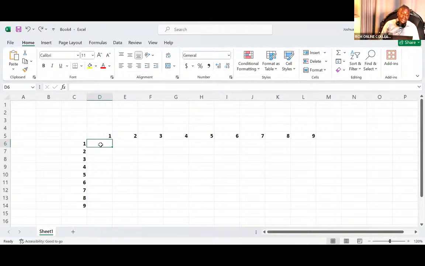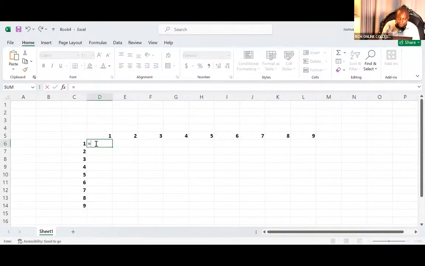So when I come here, I simply need to know which titles are my references. I have column C alone as my reference downwards. It's only column C that needs to be frozen. Column C has to be frozen, and then this row number 5 has to be frozen as well.